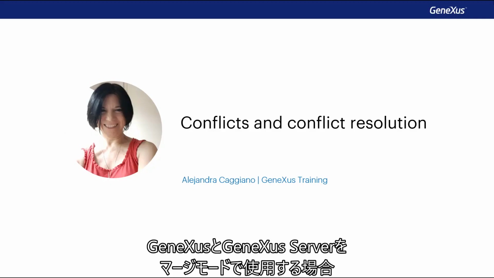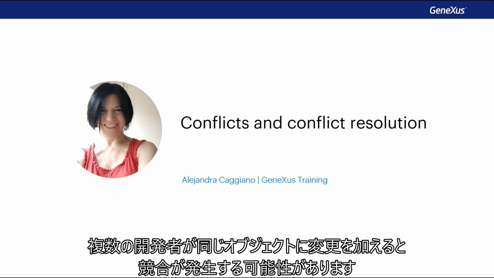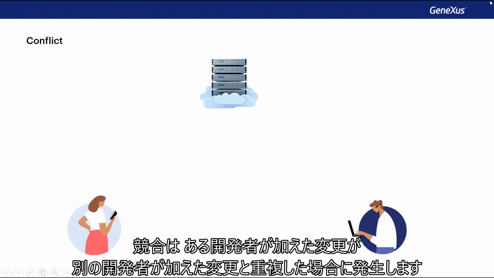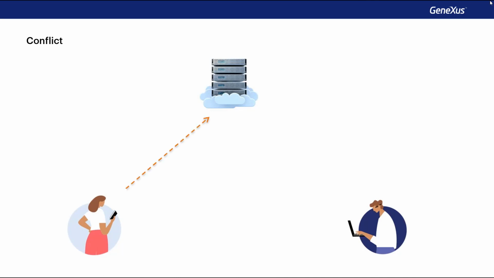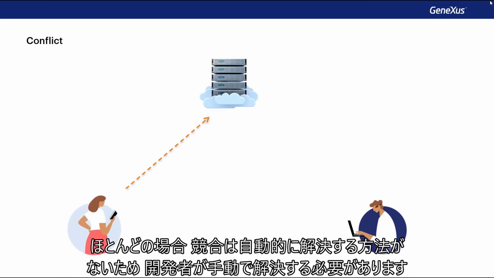When working with GeneXus and GXserver in merge mode, conflicts may arise between modifications made by different developers to the same object. A conflict occurs when modifications made by one developer overlap with modifications made by another. In most cases, there's no automatic way to solve the problem, and therefore, the developer will have to do it manually.